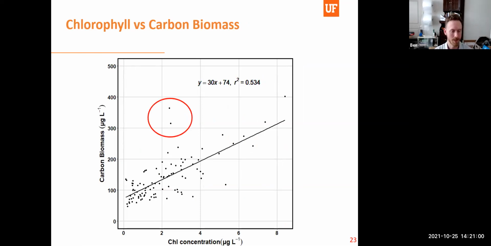The one exception is here in the fall of 2013. These two values are from what we discussed, the dinoflagellates and cyanobacteria, and it's most likely because dinoflagellates may be heterotrophic, so they might not have as much chlorophyll in their cells.